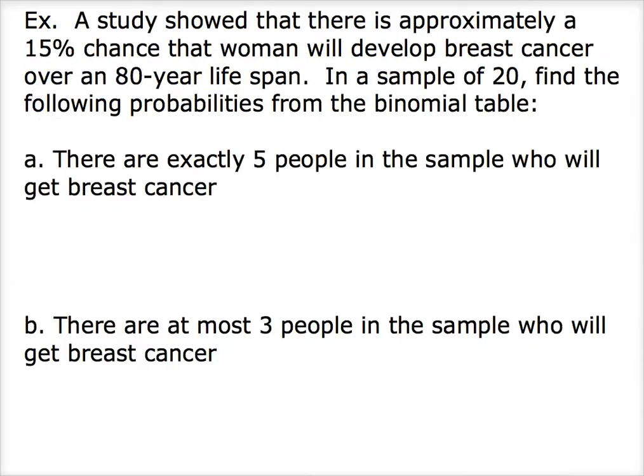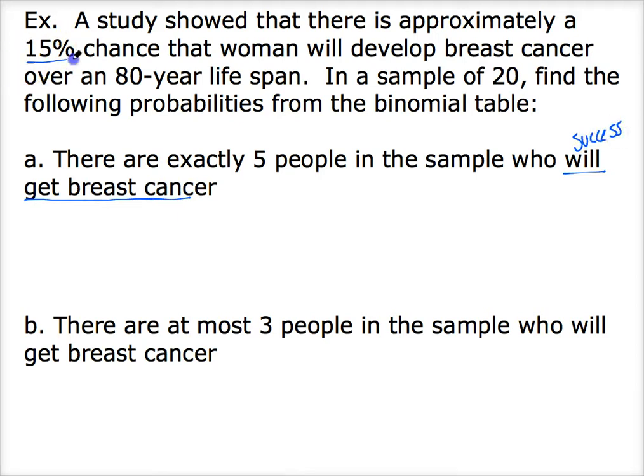A study showed that there is approximately a 15% chance that a woman will develop breast cancer over an 80-year lifespan. In a sample of 20, find the following probabilities from the binomial table. There are exactly 5 people in the sample who will get breast cancer. Since we're referring to those who will get breast cancer, we're going to mark that as our success.